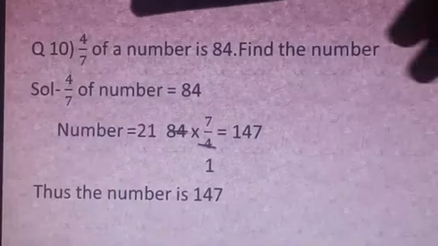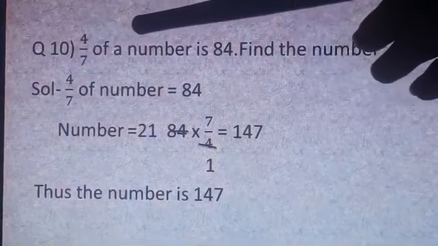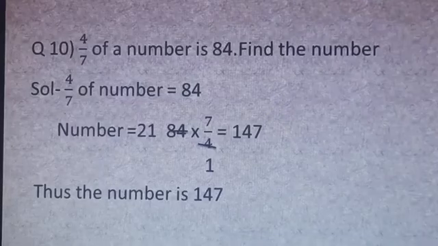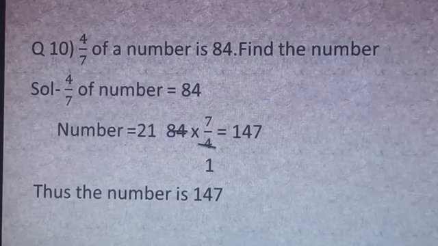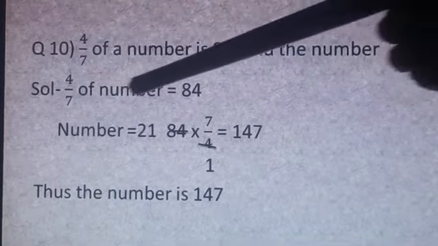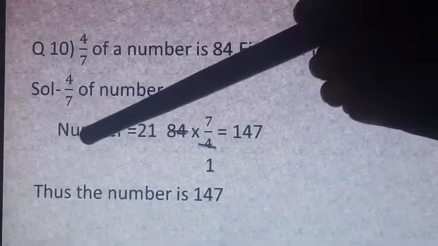Now question number 10. 4 upon 7 of a number is 84. Find the number. We have done this type of question previously also. At that time we have taken the number x. If we are not taking the number x, we are writing it as number only. That is also okay. 4 upon 7 of a number is equal to 84. Number we have to find out.